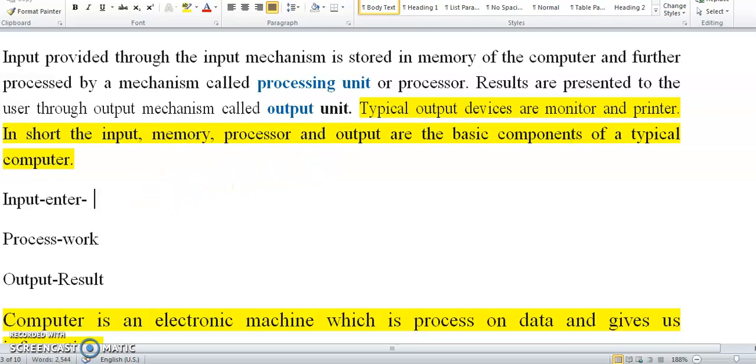Which are the input devices? Mouse, keyboard. You know what a joystick is? In video games you are using a joystick.